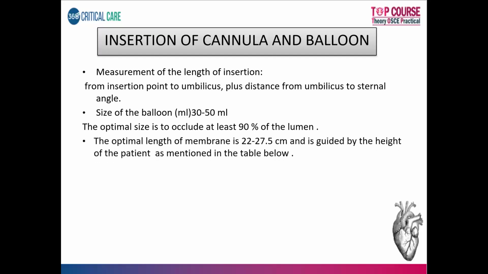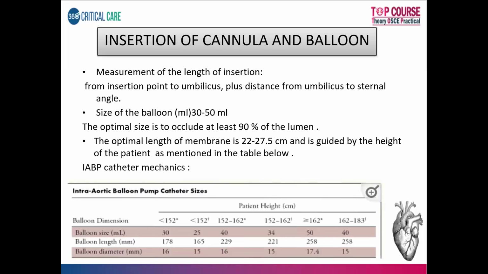Okay, so the length of the catheter usually ranges between 22 to 27.5 centimeters, and it is guided by the height as well. So this is the sizing table which we usually use. What we need to look at is whether the patient is quite tall or quite short. Okay, less than 6 feet or more than 6 feet. More than 6 feet, usually you need a larger balloon size, probably around 50 ml, and the length of the catheter should be around 27. The balloon diameter is also roughly around 17. So all that you need to know is the balloon should occlude at least 90% of the lumen, and the length is determined by the height of the patient.